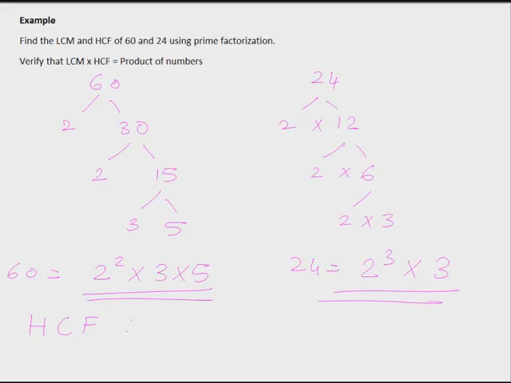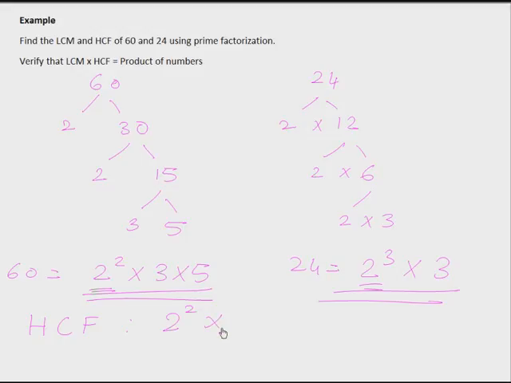I'll take the lowest power because that is the power that occurs in both. It has to be a factor of both. So for instance, I look at prime 2. The prime 2 occurs twice in 60 and it occurs 3 times in 24. So for it to be common, I'll have to take just 2 square, because that is common to both the factorization of 60 and the factorization of 24.